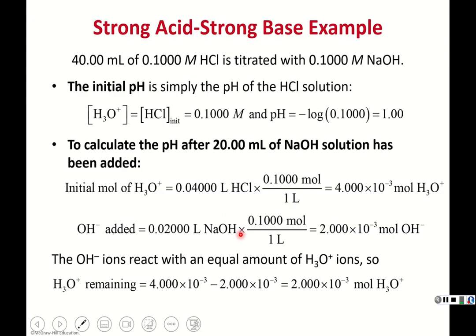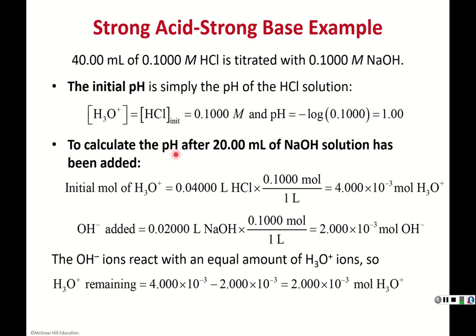So an example of this, a strong acid, strong base: if we had 40 milliliters of 0.1 molar HCl titrated with 0.1 molar NaOH, the initial pH is simply the pH of this HCl solution, right? So our initial concentration is 0.1 molar. It's a strong acid, so it's completely dissociated, so that would be the same concentration as our H+. So we take the negative log of that, and our pH would be 1.